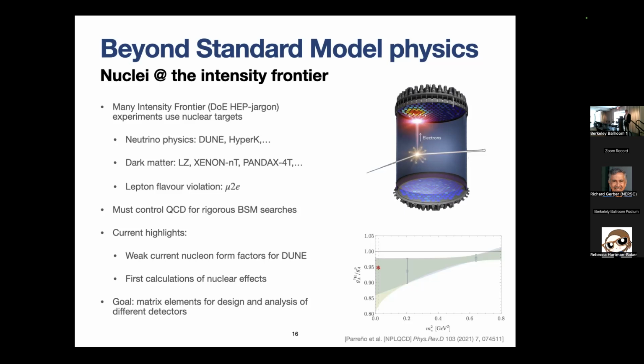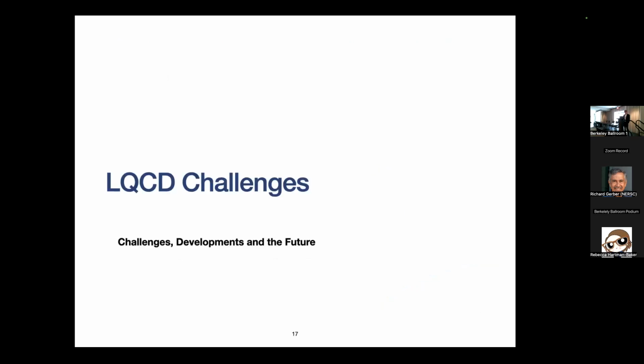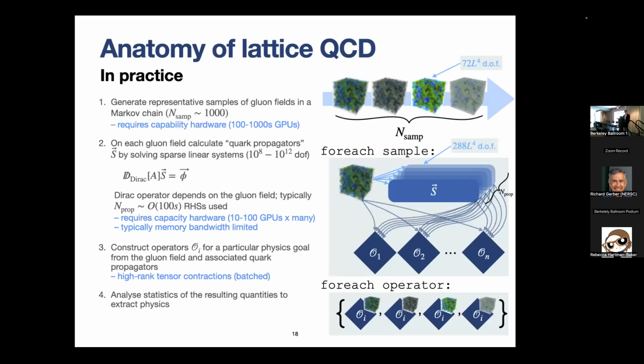Okay, so let me move on and talk a little bit about challenges that the field has. And let me just say a little bit more about the details of calculations. So really you can think about lattice QCD calculations as broken up into 4 different steps. The first is generating the samples that you use in the Monte Carlo. And so this is something where you run a Markov chain and you're collecting a set of representative configurations of the gluon degrees of freedom. And this is something where you really require capability hardware because you're running at hundreds or thousands of GPU scale.